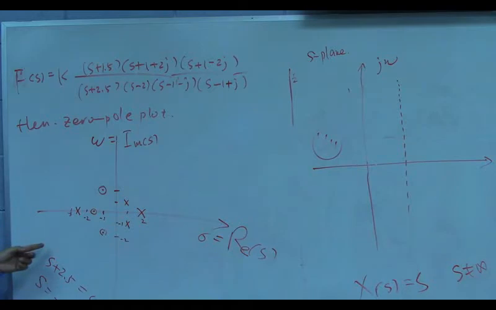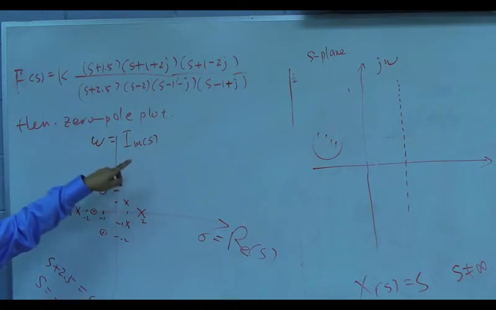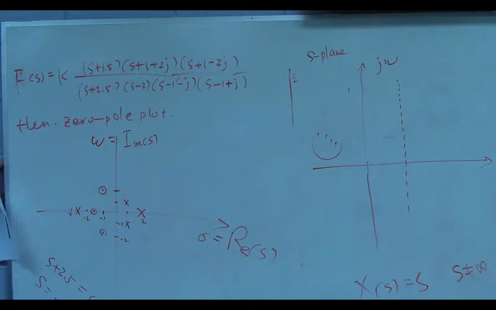The region of convergence is the half plane on the zero and pole plot to the right of the rightmost pole. For this example, what is the region of convergence? Everything greater than 2, right? We don't care about the zeros, right?